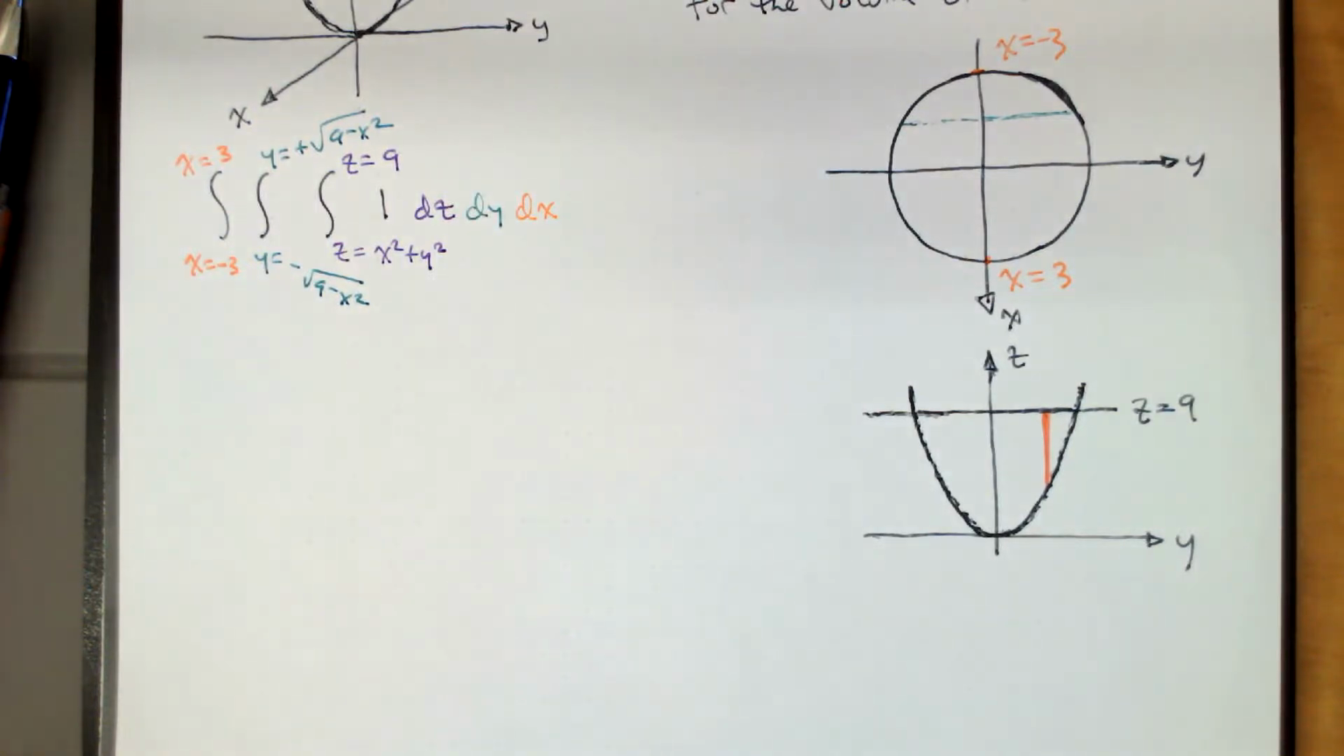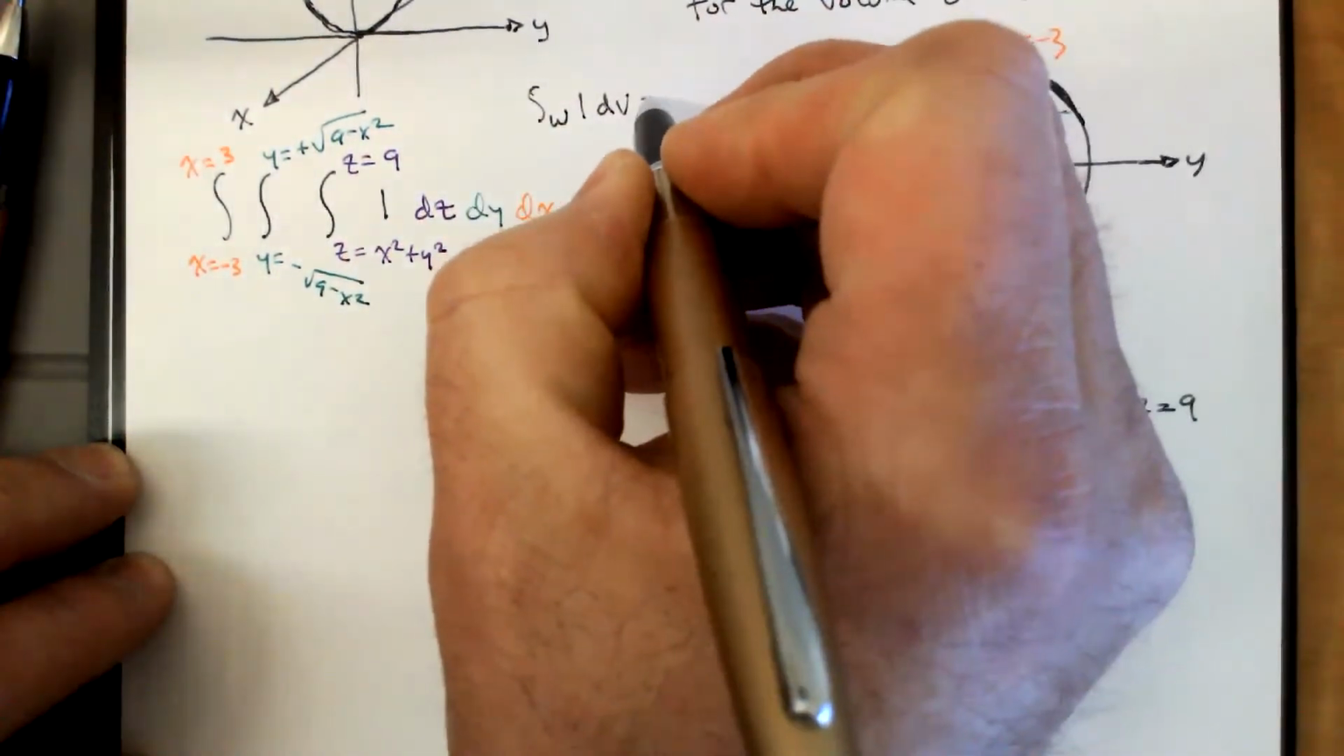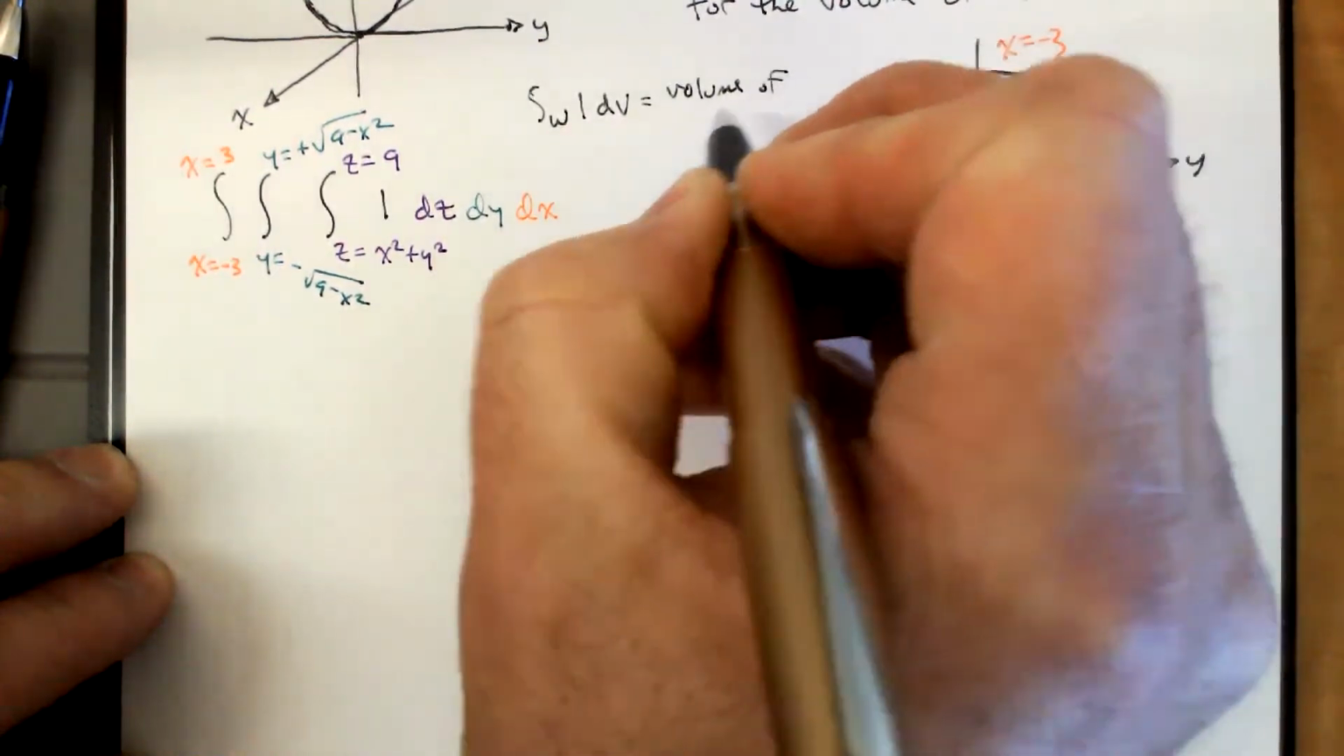Any questions? This is why we like triple integrals. All we have to do is left to right, back to front, bottom to top. What's z between? What's y between? What's x between? There's a triple integral that will give us the volume of W. Notice that when we integrate over W, 1 dV, that will give us the volume of W. What we're using here is that the integral over W of 1 dV is the volume of W.